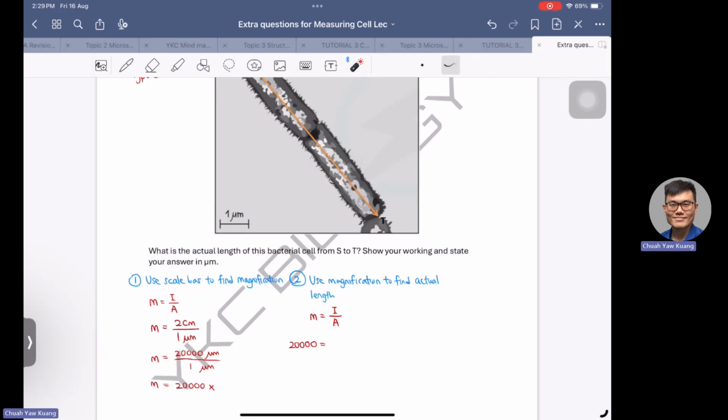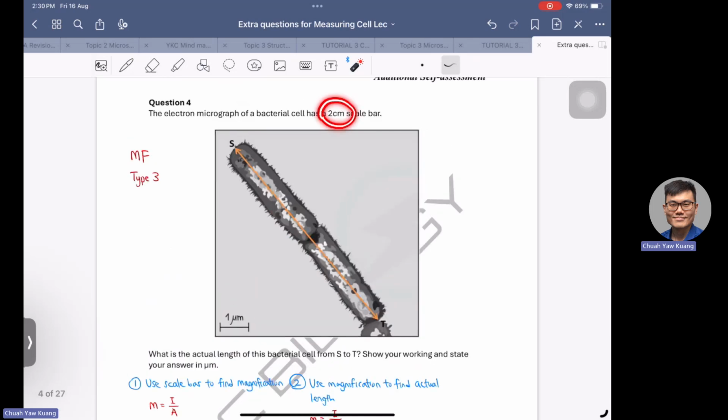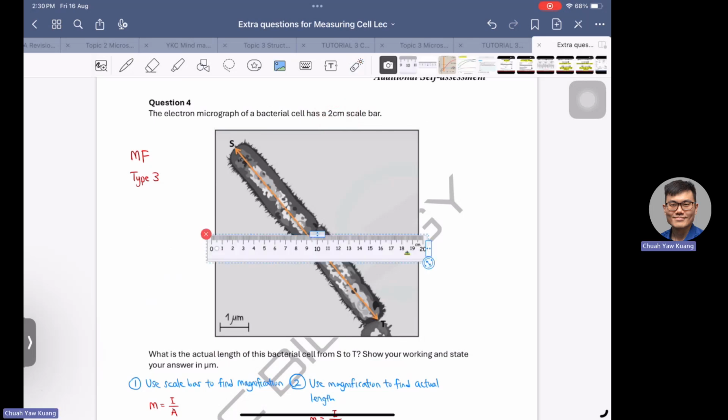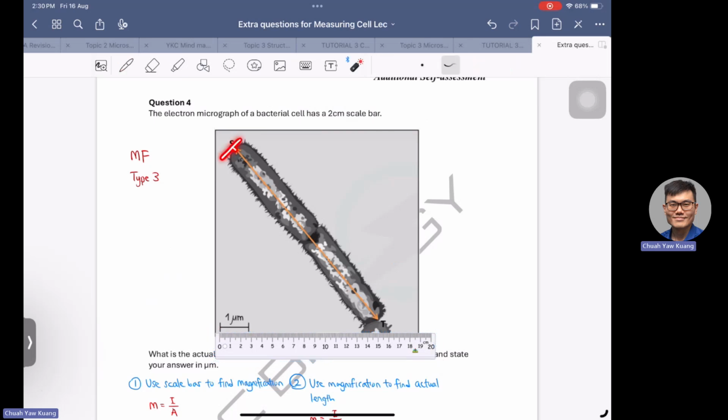Now next is the image size. We can use our ruler to measure directly from the bacterial cell. But for some questions, you have to take note of this. When you measure the scale bar, if the question tells you that the scale bar is 2 cm, and you use your ruler and find that it is 2 cm, then great. That means you can directly use your ruler to measure the image size, the length.